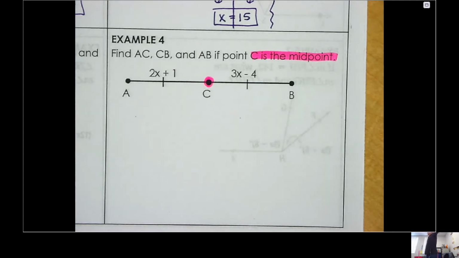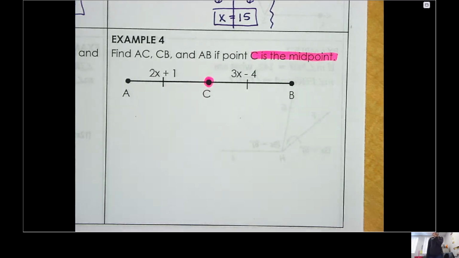It'd have to be equal, right? Because 5 plus the 5 is going to give me the whole thing of 10. So in this picture, what do you notice about AC and CB? What does that mean about those 2 pieces? They should be what? Equal. They should be equal. They should be the same.